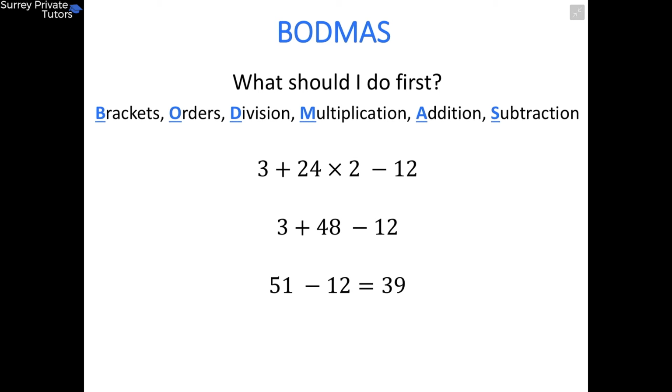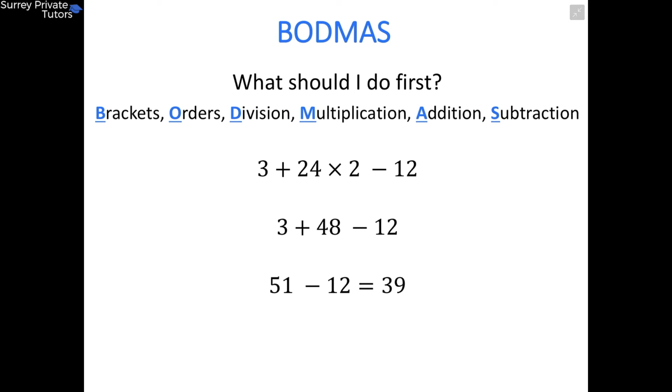The next part of this section is titled BODMAS, and this is something that you use when you're given an equation and you're not sure which part of the equation you should calculate first. And it stands for brackets, orders, which includes any indices like squaring or square rooting, division, multiplication, addition, and subtraction. So the easiest thing to do here is just go through an example.